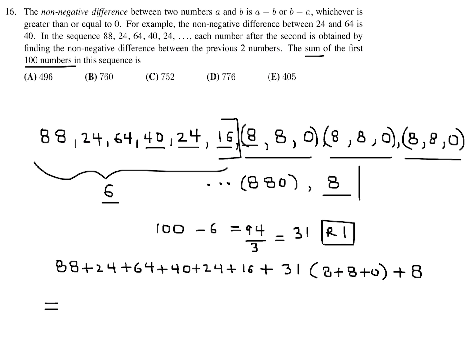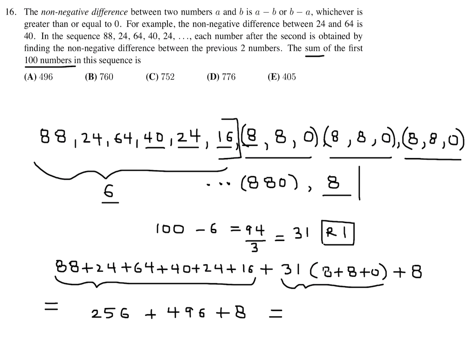Okay, let's figure this out. So I got this here, 256. Then 31 times 16, right here, which is 496. And then I've got that lone 8 at the very end. And 256, 496, and 8 is 760. So number 16, the answer is B.